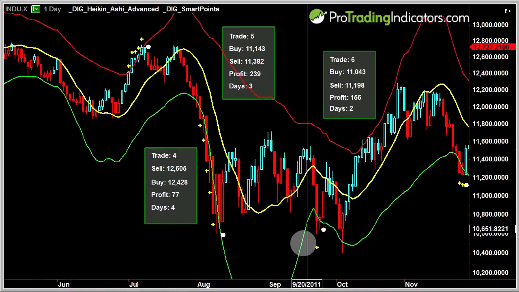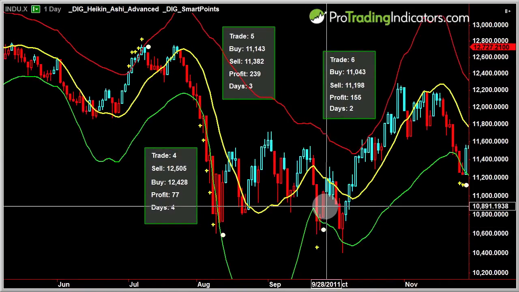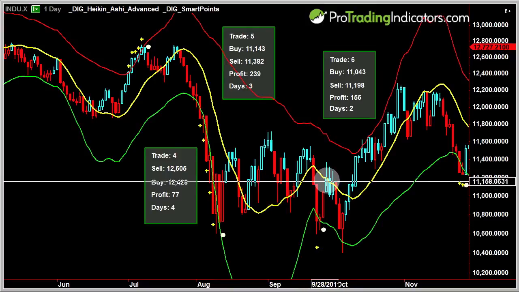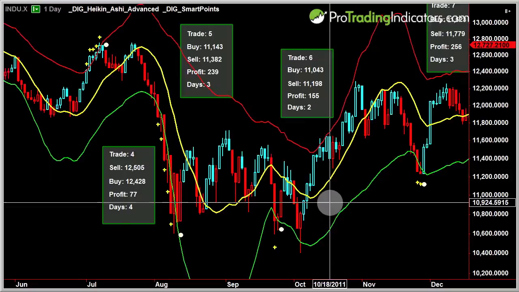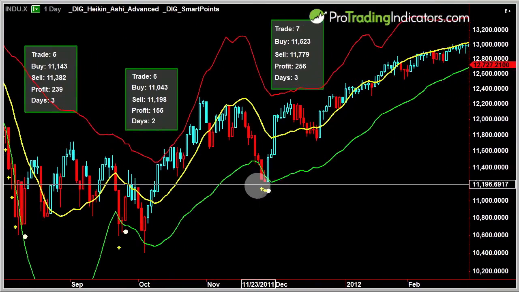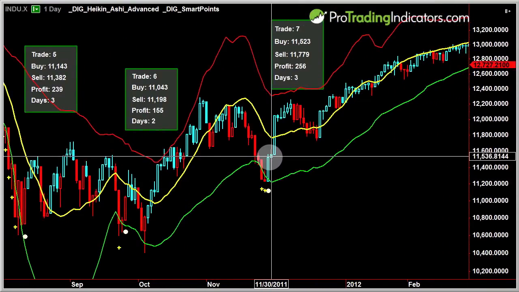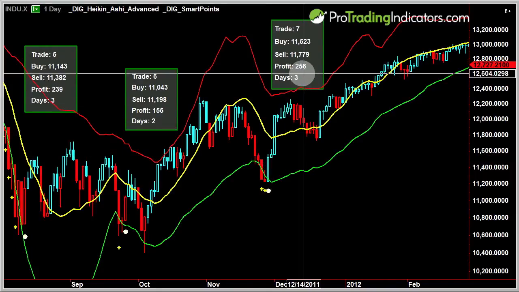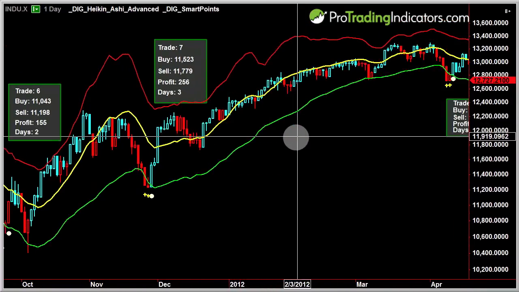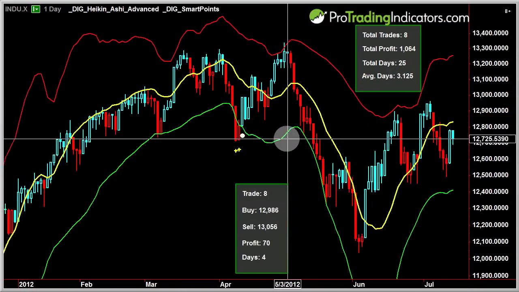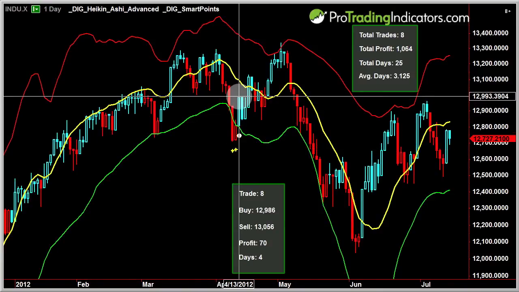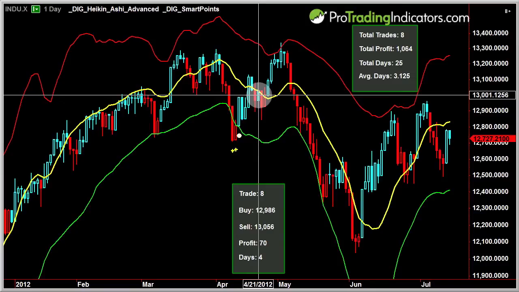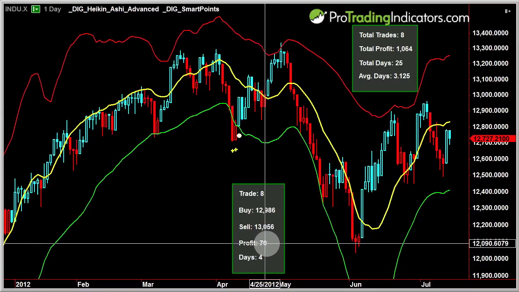Go to this trade, potential entry, entry signal, enter in right here, close the trade. We were in the trade for 2 days, close it for 155 Dow points. Go to the next trade, potential entry, entry signal, enter in right here at the close of the day. We're in this trade for 3 days for 256 Dow points. Go to the next trade, potential entry, entry signal. We're in this trade for 4 days and made 70 points.